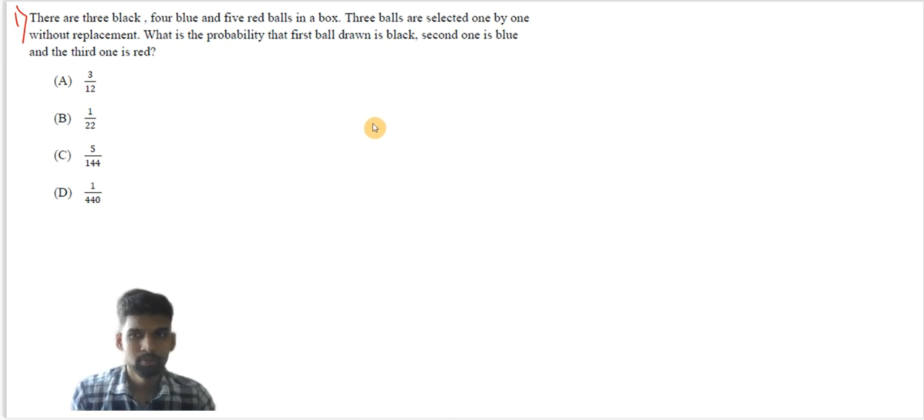So welcome. Today we'll solve some questions of probability. We'll start with the first question. That is, there are 3 black, 4 blue, and 5 red balls in a box.